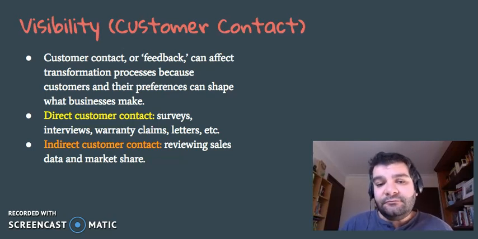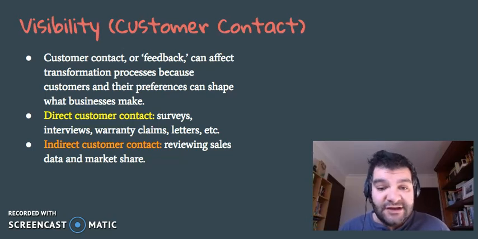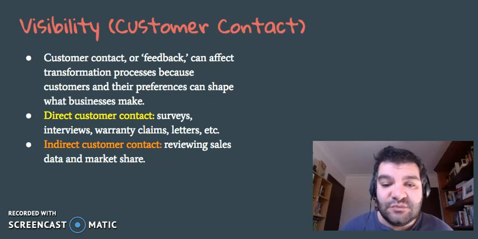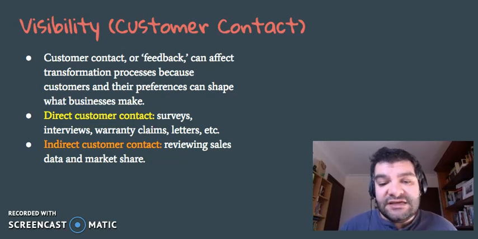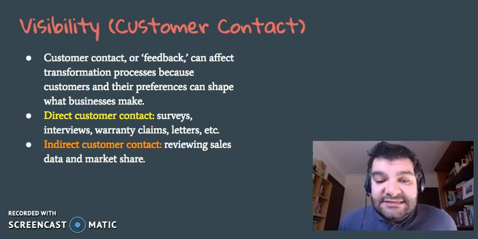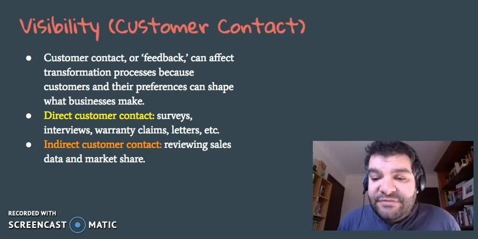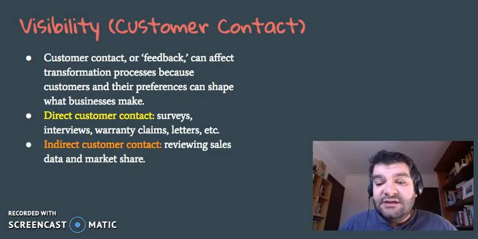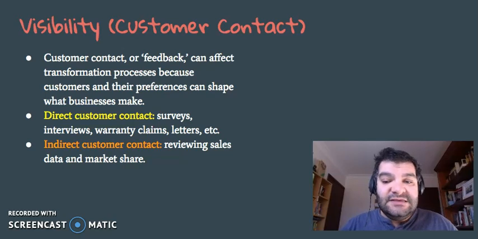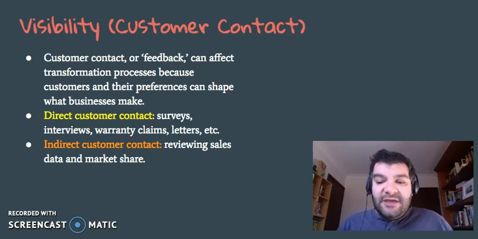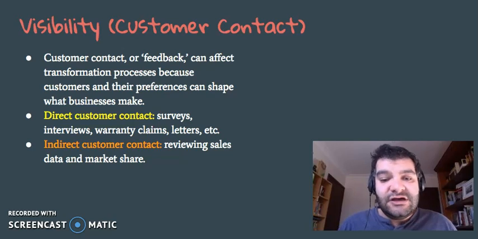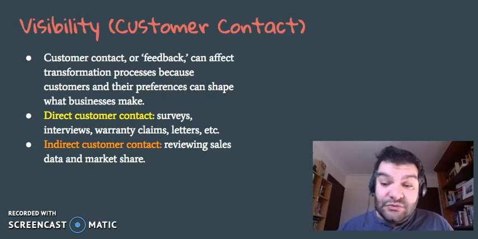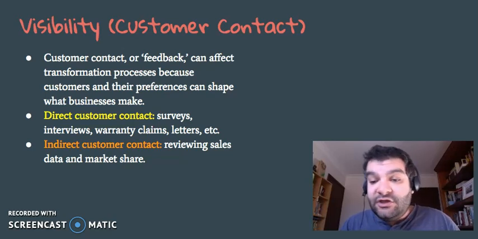Okay, now there's two different types of contact, customer contact or visibility here. There's the direct contact, which is through surveys, interviews, warranty claims, letters, actually asking customers directly. Or there's indirect, so looking at sales and sales data and market share. So the little barcodes on products, when that gets scanned at a supermarket, that data goes back to the business, and they can look at it and say, okay, how many people purchased this product at this point in time? Is it good? Is it bad? What can we do? And that is a form of customer contact.